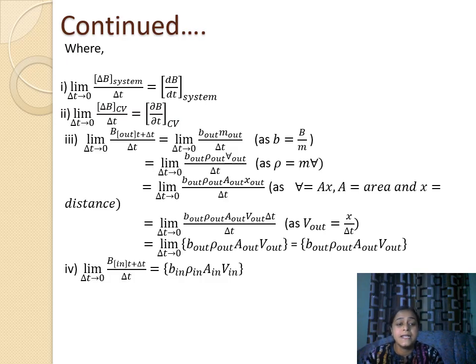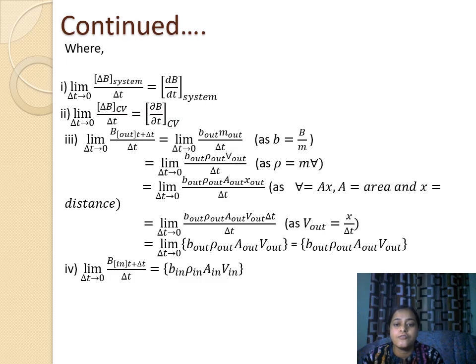And third, as delta t tends to 0, B out at t plus delta t divided by delta t equals the limit as delta t tends to 0 of b out times m out divided by delta t, where small b equals capital B by m. So put the value of capital B in this equation and finally we get the limit as delta t tends to 0 of b out m out divided by delta t.